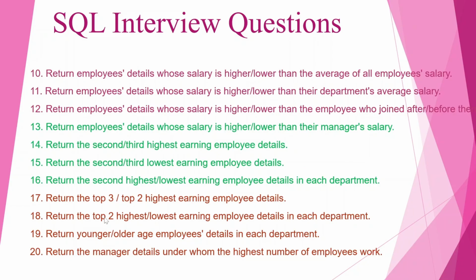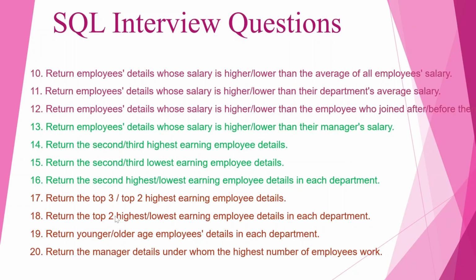That is the 17th one. Next one, return the top 2. Wherever you find top n, always prefer to use dense rank. So, return the top 2 highest or lowest earning employee details in each department. The previous one is organization wide; this one we are going to find department wise. It is similar to these problems, but here we use less than or equal to, so that all employees who come under that particular rank come into the picture. That is how we will solve this problem using the window function dense rank.